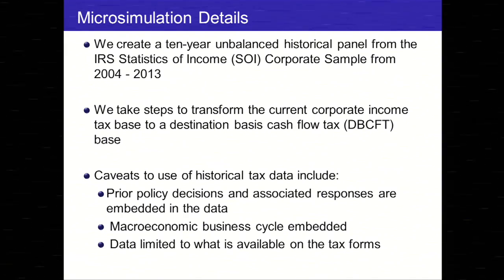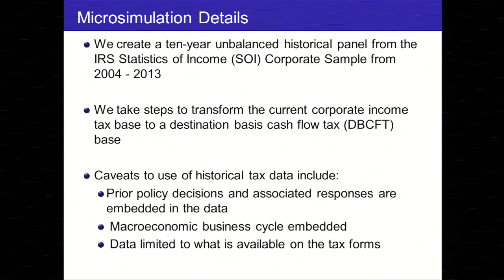So on the micro simulation, what we did explicitly is we created a 10-year unbalanced panel of firms from the IRS Statistics of Income. What they do is a stratified random sample of actual corporate tax returns. They reflect the initial filing. There's no carrybacks. It's about 110,000 firms, and we take them from 2004 to 2013. And then we take their income tax statement and we take the steps necessary to move their income tax to a cash flow tax. So there are some caveats to using historical panels, which are really important to keep in mind, again, in interpreting the results.